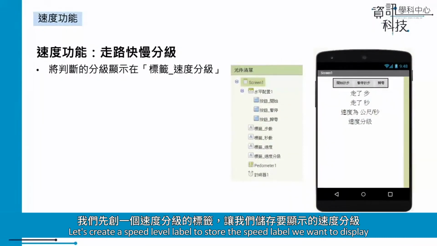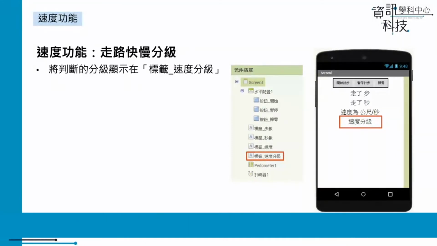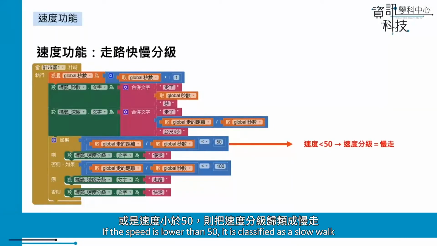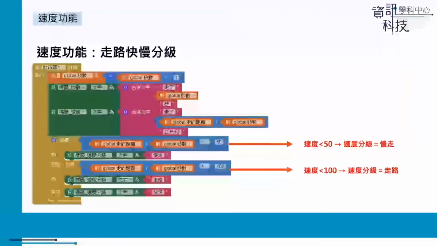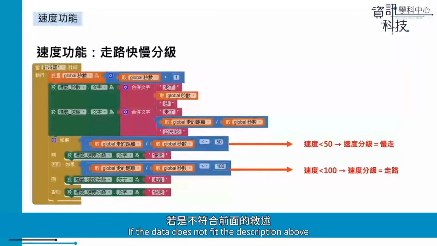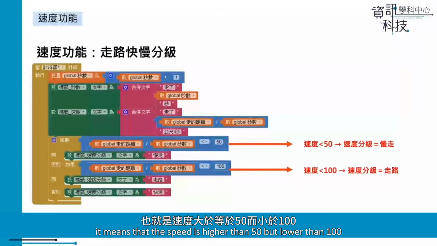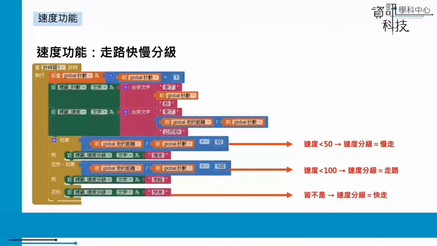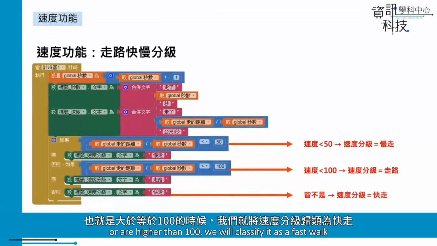Let's create a speed level label to store the speed label we want to display. If the speed is lower than 50, it is classified as a slow walk. If the data does not fit the description above, it means that the speed is higher than 50 but lower than 100. We will classify it as a normal walk. If the data fit neither of the two above descriptions or are higher than 100, we will classify it as a fast walk.